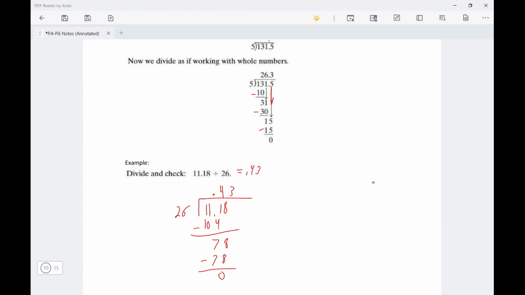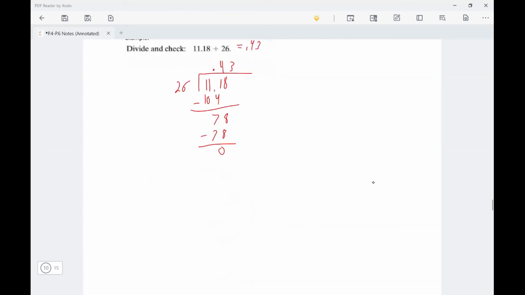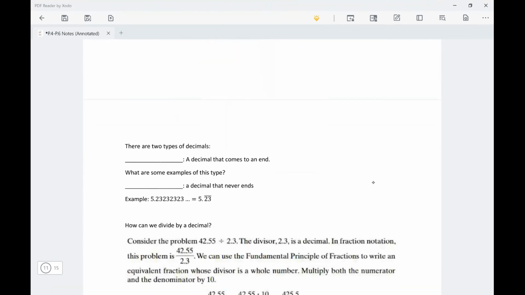Okay, so let's look at the different types of decimals now. So we have 2 different types of decimals. The first type of decimal we're going to talk about is a terminating decimal. So a terminating decimal is a decimal that comes to an end, right? So some of the examples that we had talked about already were like that 0.43 that we just had, this 2.3 that we see down there. That's a terminating decimal, right? It comes to an end.